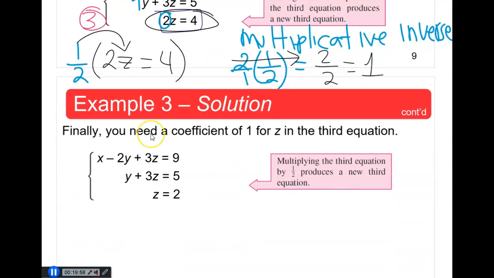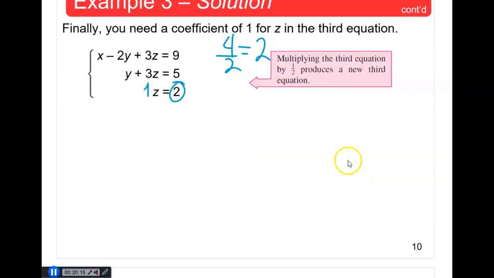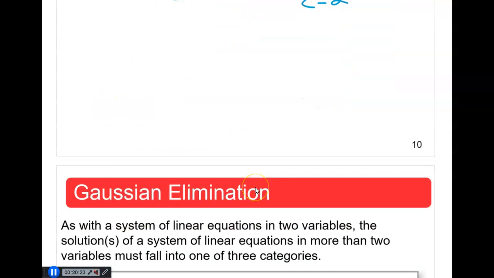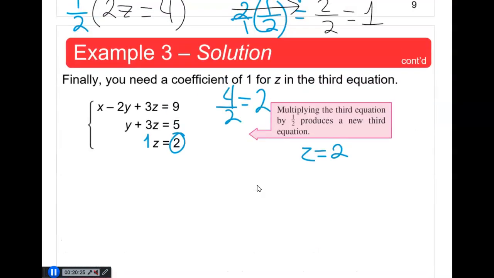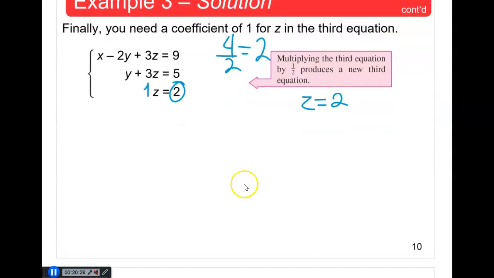Okay, so 1/2 times 2z, that's how we obtain the 1z. And then 1/2 times 4 is like you have 4/2, which is equal to 2, right? So that's what we have here for a constant term. Now, we have found one of the numerical values, z is equal to 2. And so what we have left to do to solve the system is to use back substitution.